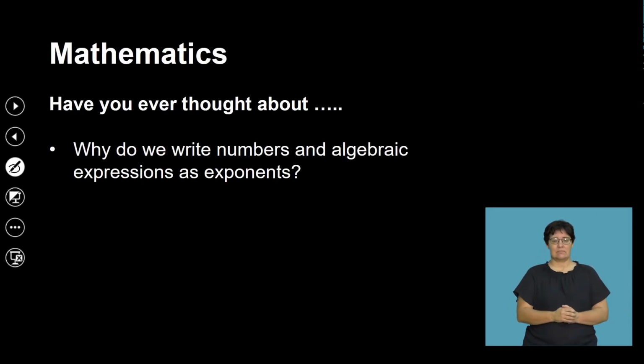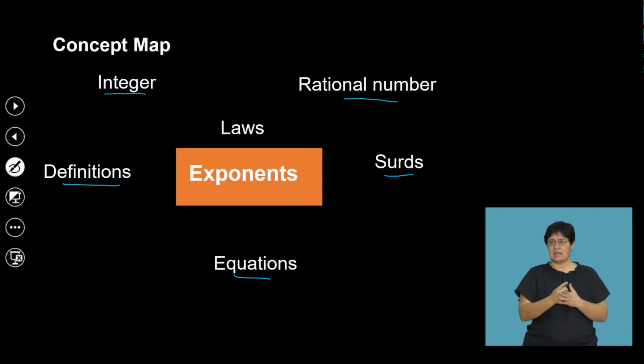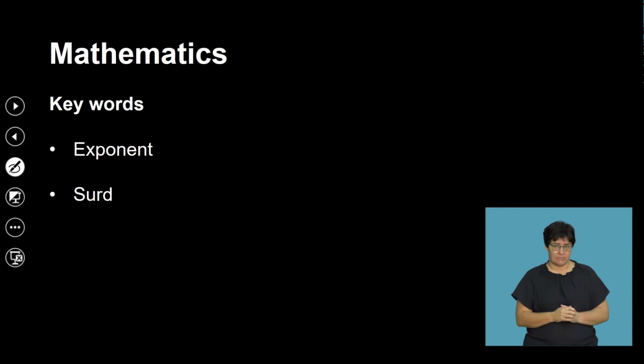So, the first question that I want to ask you is, why do we write numbers and algebraic expressions as exponents, right? Exactly what are we trying to achieve when we take numbers and algebraic expressions and write them as exponents? But before that, we need to answer the question, what is an exponent? Our concept map is we're going to look at laws of exponents. We're going to look at some integers because exponents have to do with integers. We're going to look at the definitions that are inside the exponents, equations, some surds, and rational numbers. So the key words for this lesson will be exponent and surd.